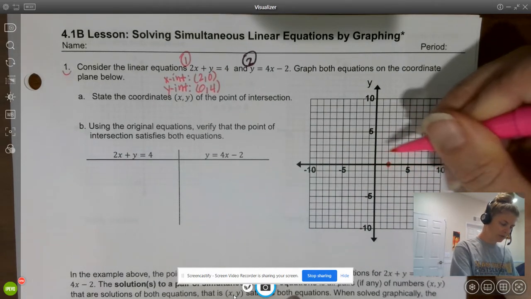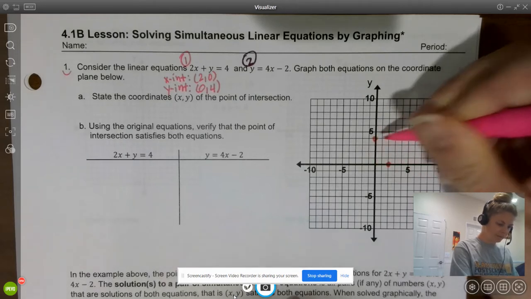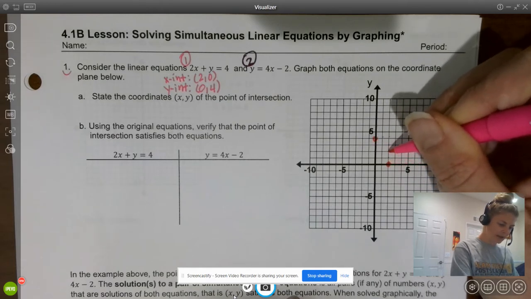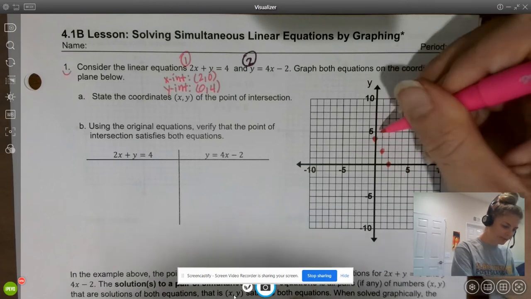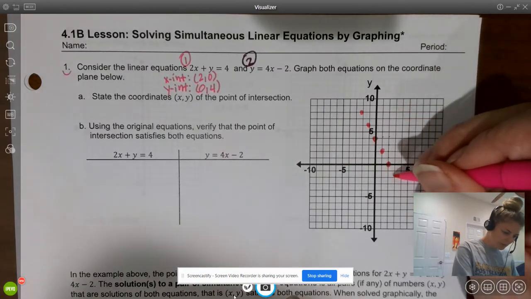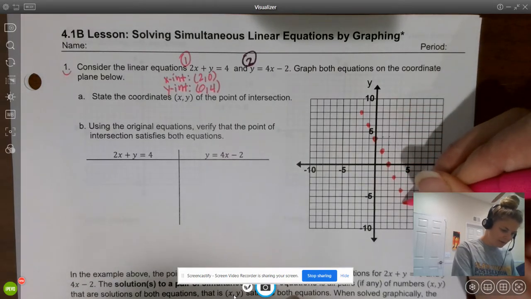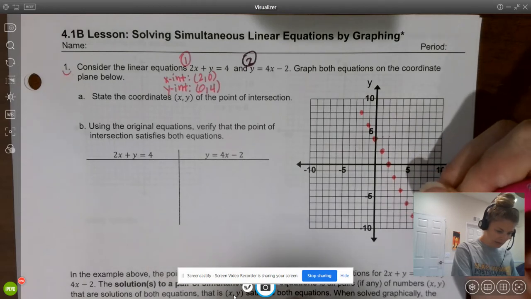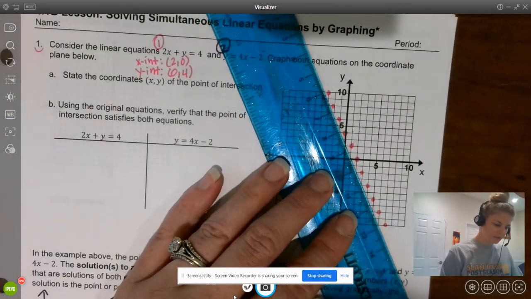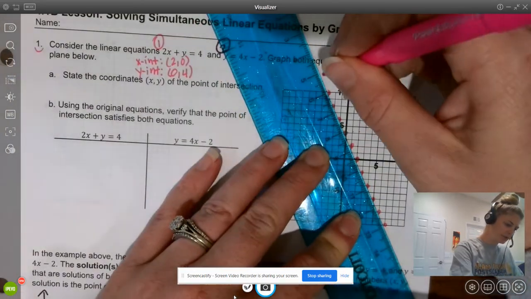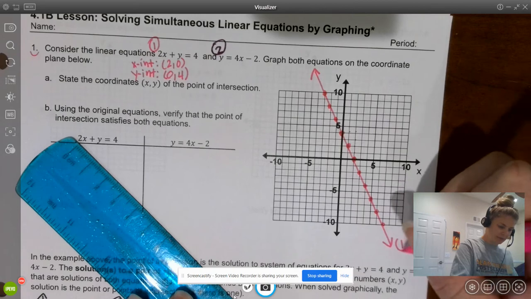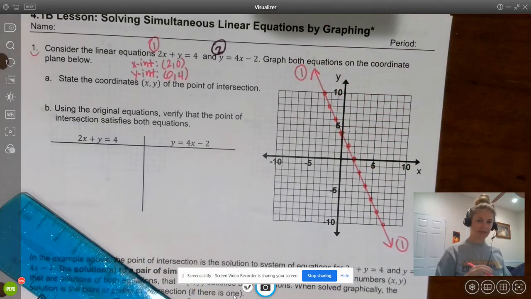So I can graph equation 1. X-intercept is at 2, y-intercept is at 4. I notice I'm going up 1, 2, 3, 4 over 2, which is the same thing as up 2 over 1, up 2 over 1. This is because I want my graph to be as accurate as possible, because the graph is going to be giving me my solution. Now I'm going to use my ruler. Really important, you do need to use some type of line tool. Go across the entire coordinate plane, put some arrows and label this as number 1. I'm going to label it on both sides.